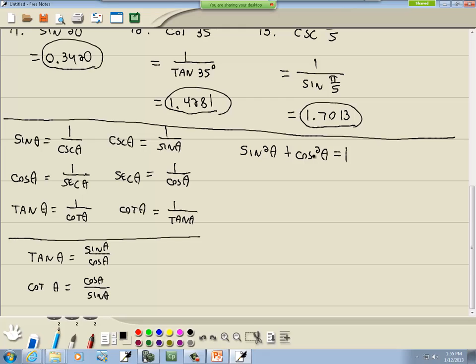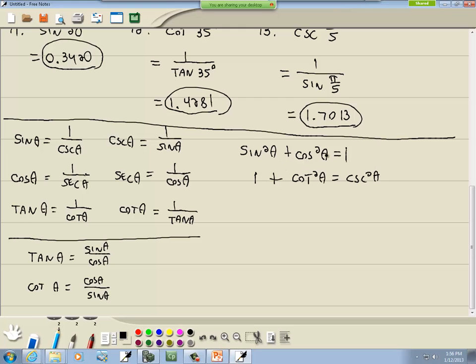If I divide everything by sine squared, then I'm going to end up with sine squared divided by sine squared is 1, plus cosine squared divided by sine squared. Cosine over sine is cotangent, so this will be cotangent squared. And if I divide this by sine squared, I get 1 over sine squared. 1 over sine is cosecant, so this would be cosecant squared.